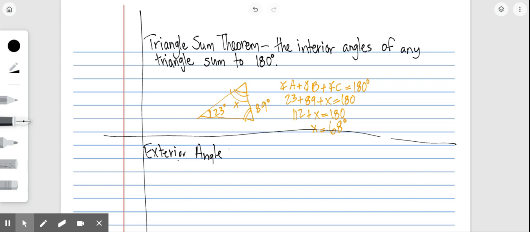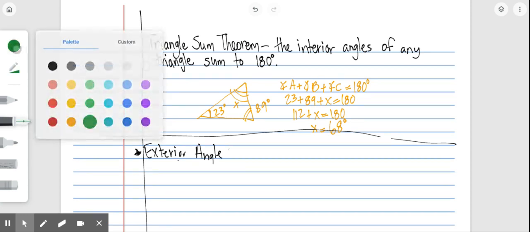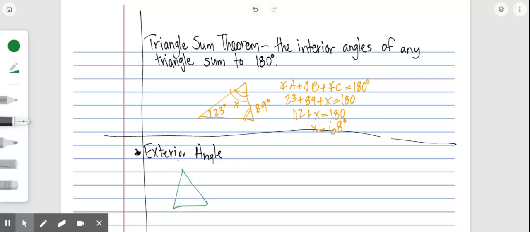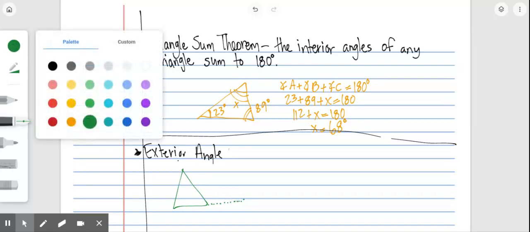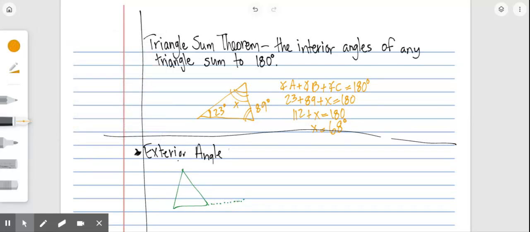All right, before I get into the exterior angle theorem, I need to first tell you what an exterior angle is. So if I have a triangle, let's do this color. I've got a triangle. An exterior angle is if I took one of the sides and extended it, okay? And then the angle that is between that extension and the side of the triangle is an exterior angle. So this is an exterior angle.